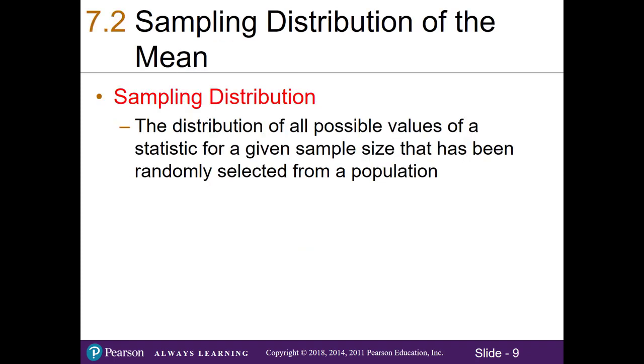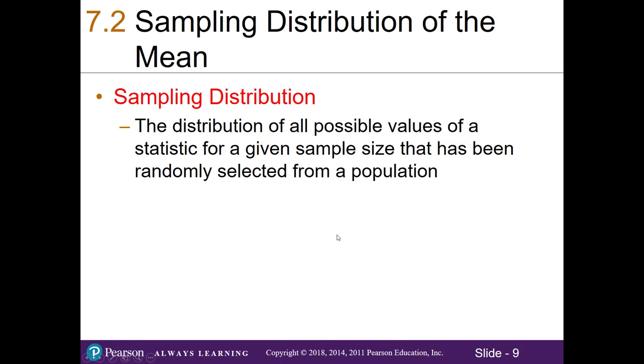So recall in Chapter 2, we learned about frequency distributions, where we'll take the values of a particular distribution and graph it to create a histogram. Similarly, when we're working with the sampling distribution, we're going to take the distribution of all possible values of a statistic, say the sample mean for a given sample size that has been randomly selected from the population. In other words, if we took all of the possible random samples of a particular size and calculated the sample mean for each one, and then graphed it in a histogram, we would get a sampling distribution.